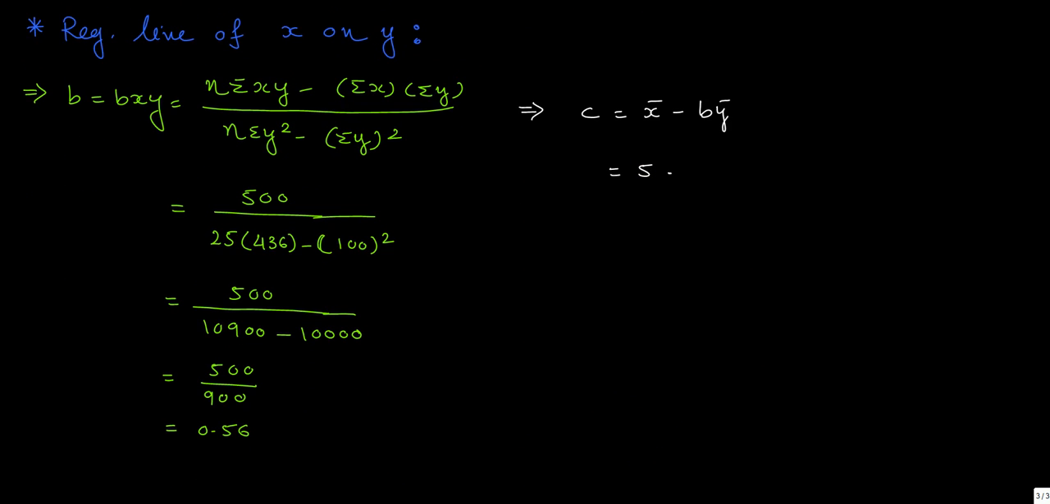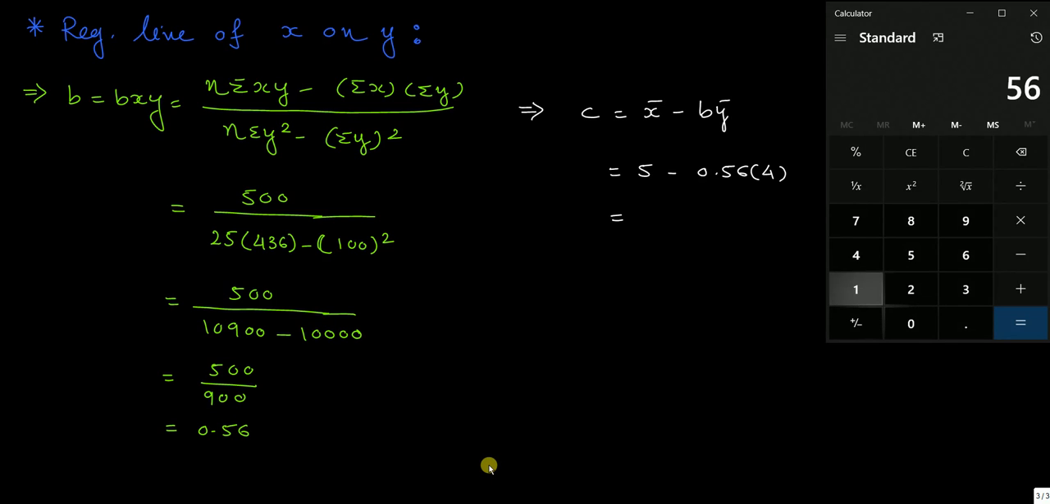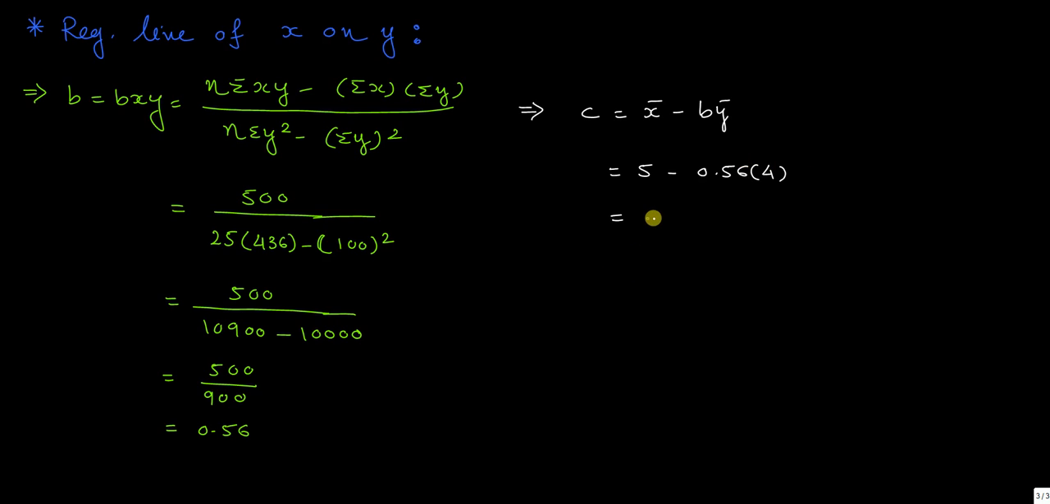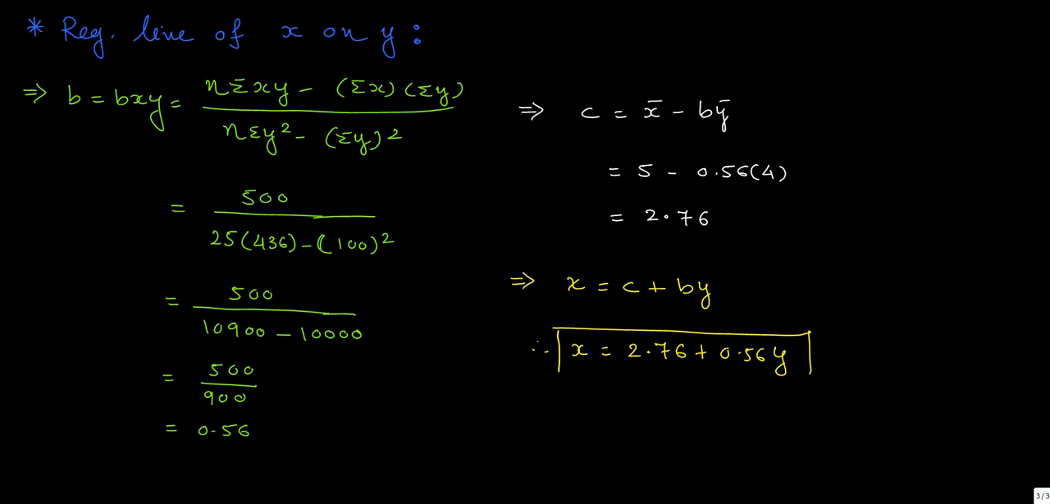5 minus 0.56 into, so it is equals to, चलो डायरेक्ट कैलकुलेट कर लिए 0.56 multiplied by 4, it is equals to 2.24 minus 5, 2.76. Okay, and now our last answer, regression line, is x is equals to c plus by. Therefore x is equals to what? C, 2.76 plus b, 0.56 into y. So this is our another regression line of x on y.